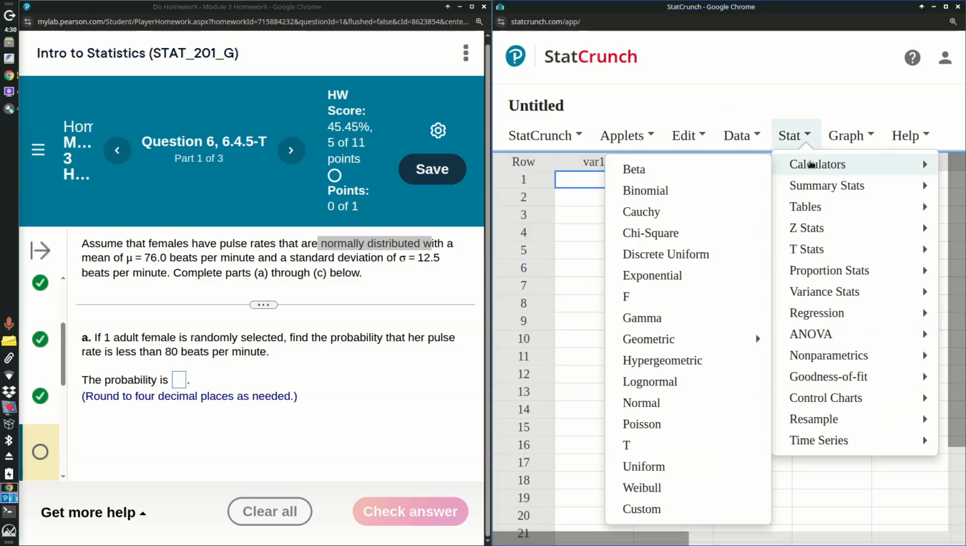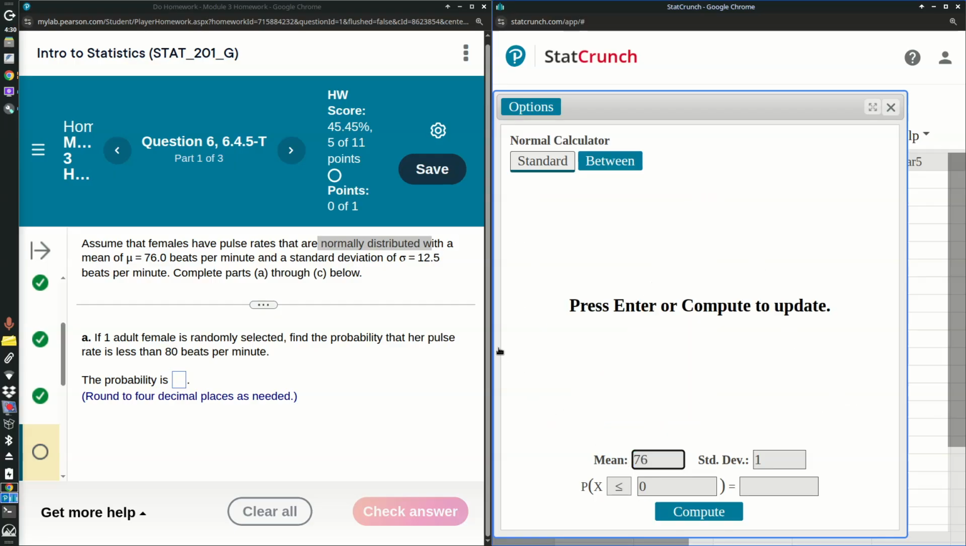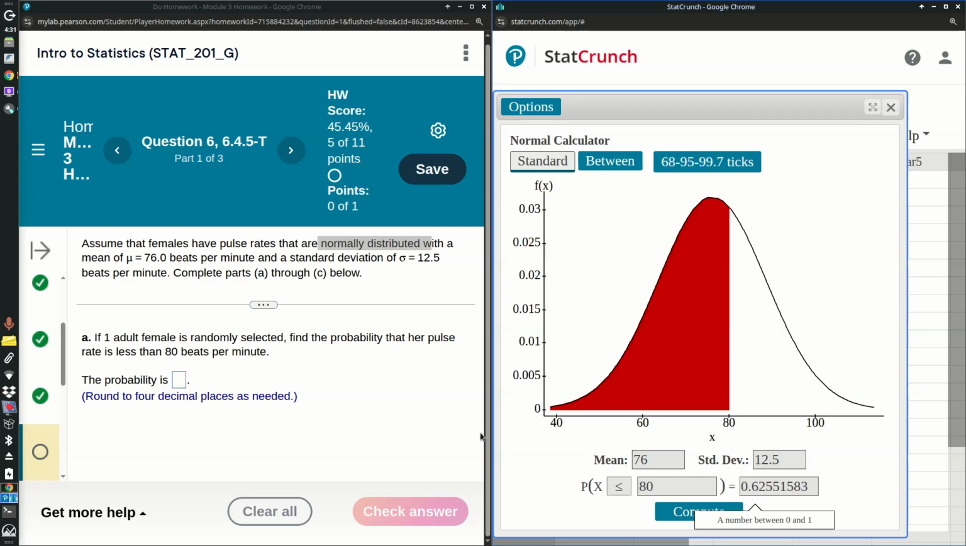To do that, you go to Stat, Calculator, and then Normal. Does everyone remember how to get there? Okay. So then we want to fill in our parameters. Our mean is mu, 76, and our standard deviation is 12.5. And then let's see what question they're asking. So one means we don't have to do any messing around with the standard deviation because it's not a sampling distribution. It says find the probability that our pulse is less than 80. So we do less than and we change this 0 to 80. And compute, and we get our probability. So 4 decimal places here, so mine would be 0.6255.